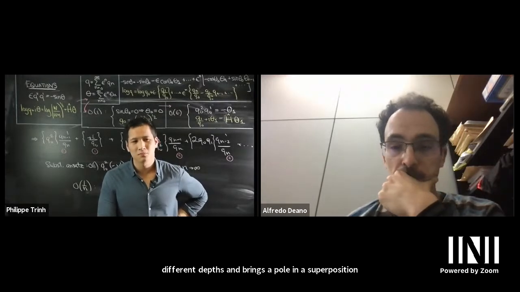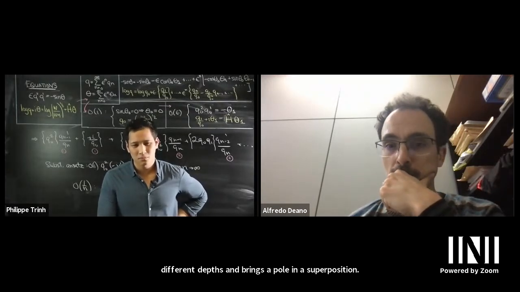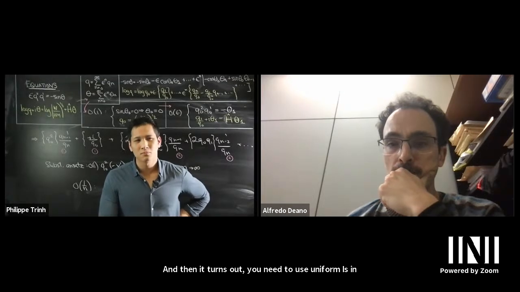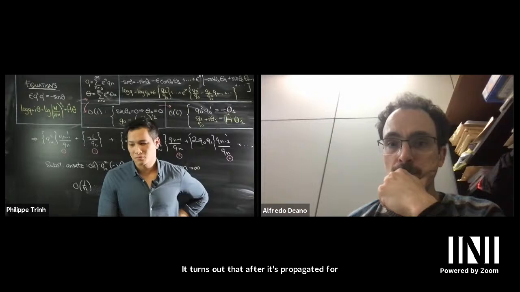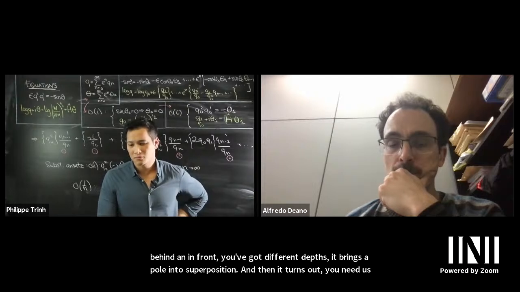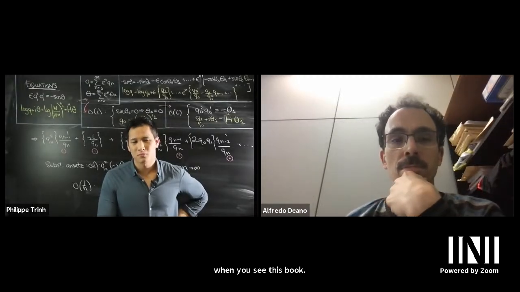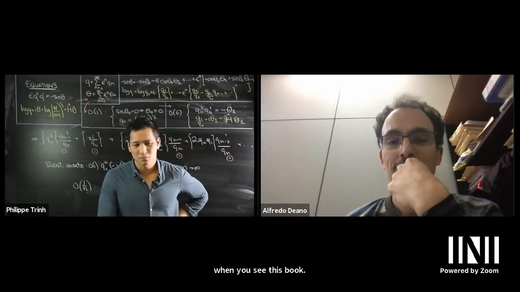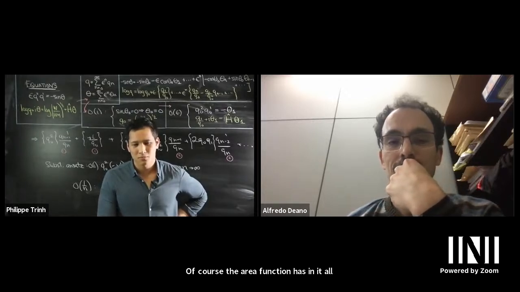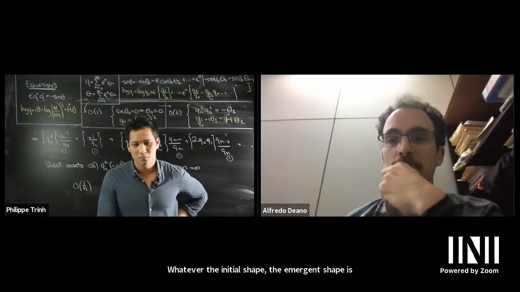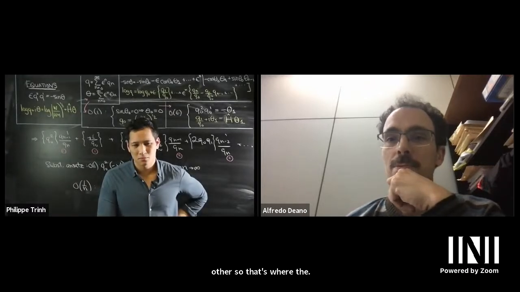And then it turns out you need to use uniform asymptotics of the integral, and that's where the connection comes with this program. It turns out that after it's propagated for a long distance, which it does, many kilometers is a relevant parameter, which is several thousand when you see this bore, whatever the initial shape, the emergent shape is the integral of an Airy function. Now, of course, the Airy function has in it all the oscillations on one side, but not on the other. So that's where the theme of this school comes in.